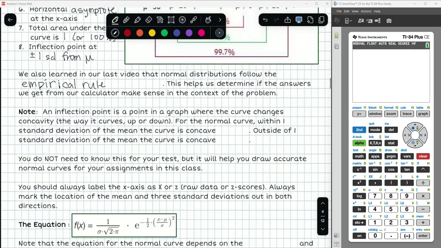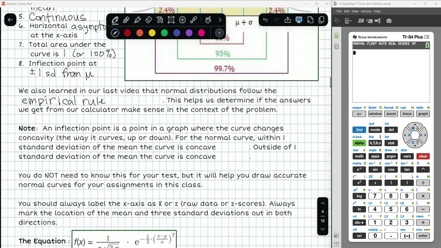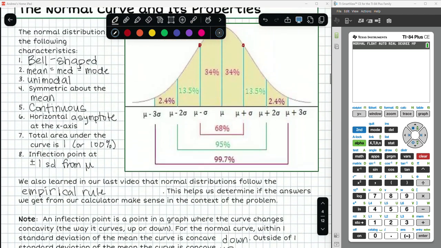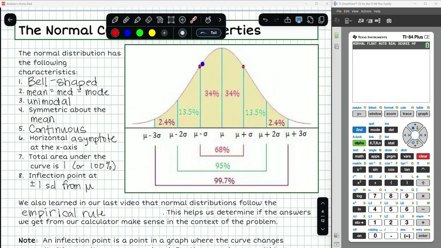And then I made a note about inflection points. Normal curve within 1 standard deviation, the curve is concave down. And then outside of 1 standard deviation, it's concave up. And we saw that. This is bending down. This is curving up.